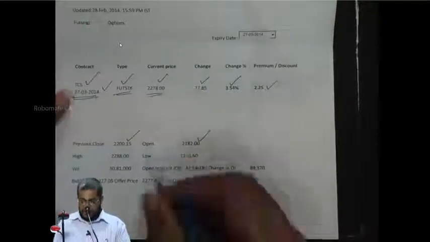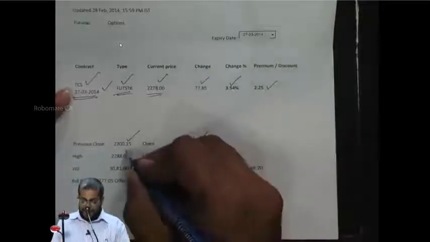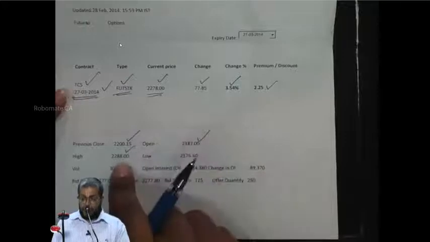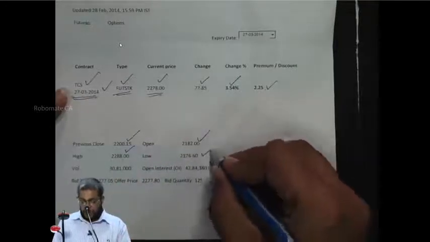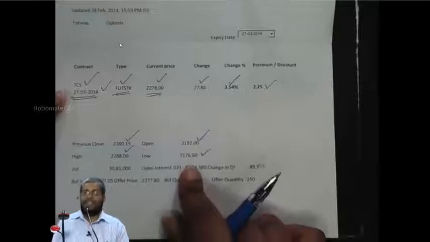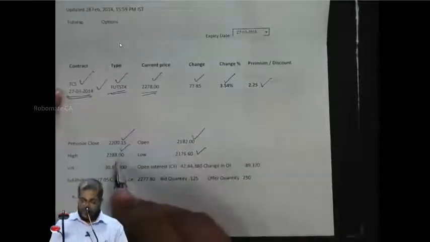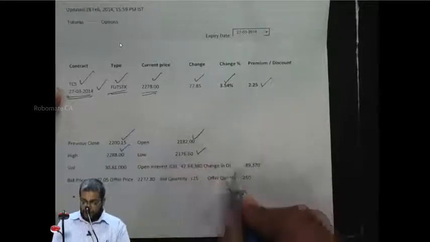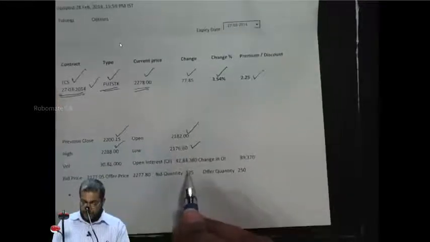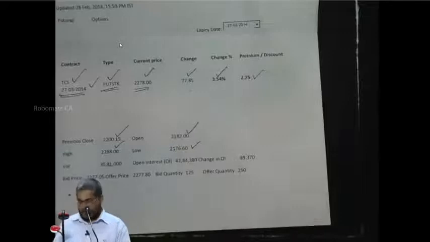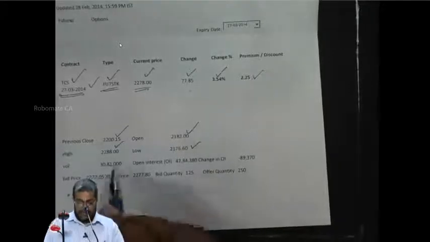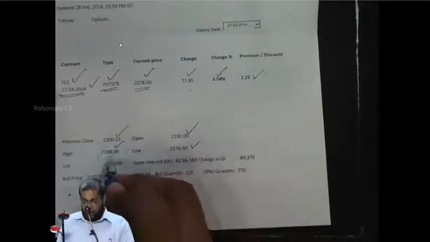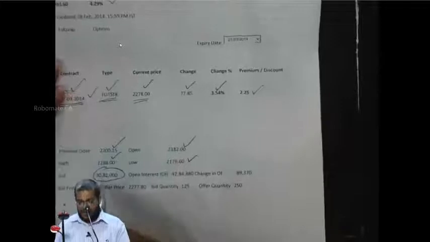Now, next is the day's high: the futures traded at how much? 2,288. It dropped up to what? 2,176. The volatility is seen here. This is the high and this is the low. Now see, volume and then open interest, change in open interest. Everybody following or not? Now see, volume: today totally how many contracts were traded? You purchase 30 lakhs?